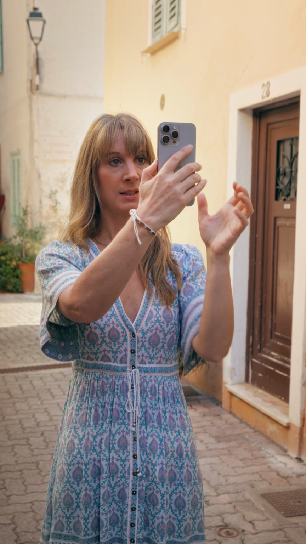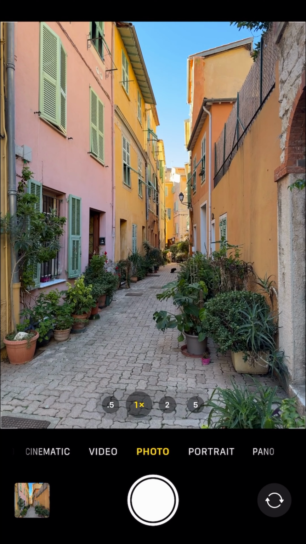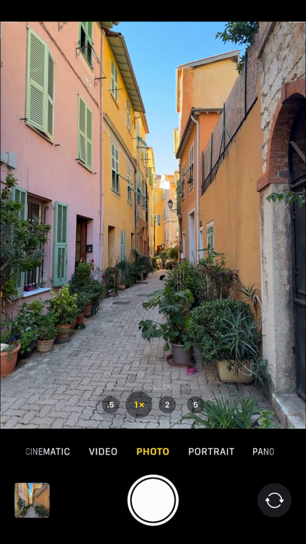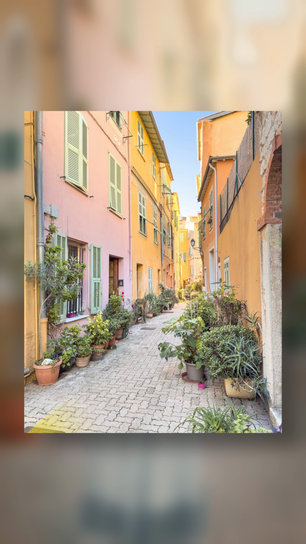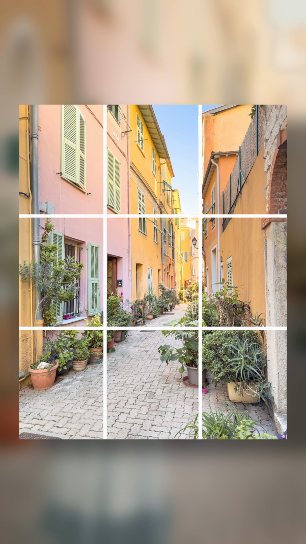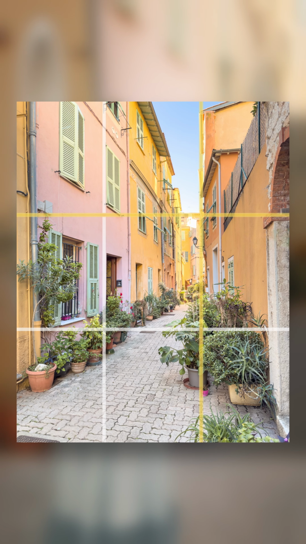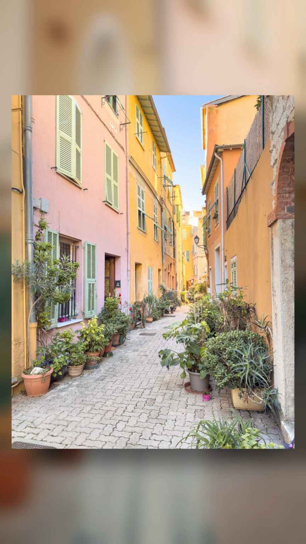So what I'm going to do instead is take a couple of steps this way and try and reframe the shot so that the viewer's focus is instead on these lovely colourful facades to my left. Now those leading lines are still there, but instead of going to a central composition, they go to more of a rule of thirds. And we've got all this visual interest leading the viewer's eye right down to the end of the street.